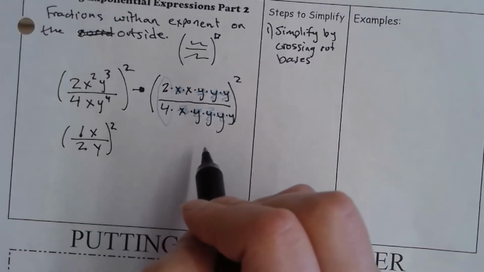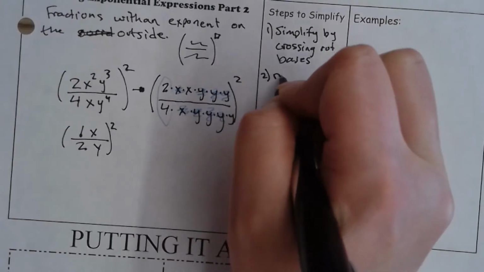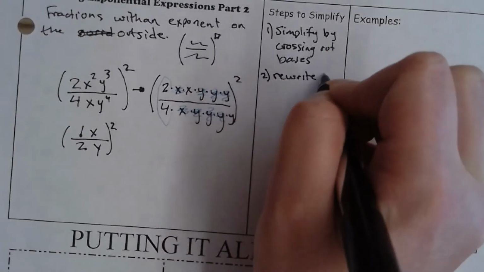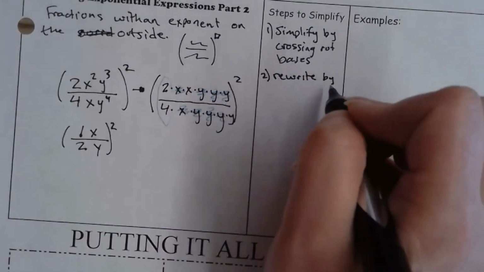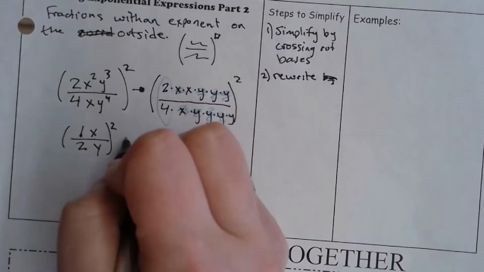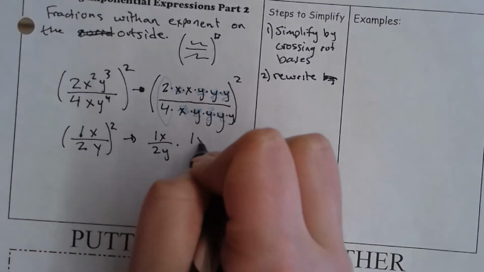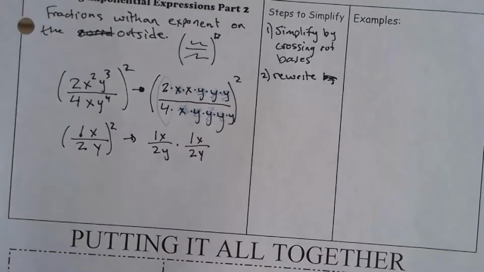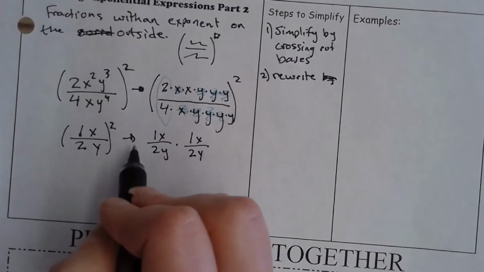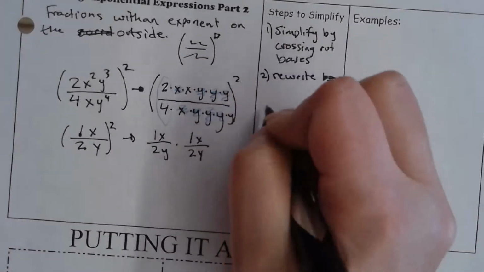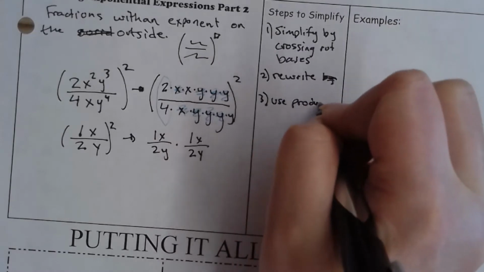Technically, we're going to now rewrite it by expanding it, or taking this and writing it twice. So we're going to rewrite this. This is 1x over 2y times 1x over 2y. That's what the squared means again. It means that we have repeated multiplication. Step 3, we're going to use the product property.